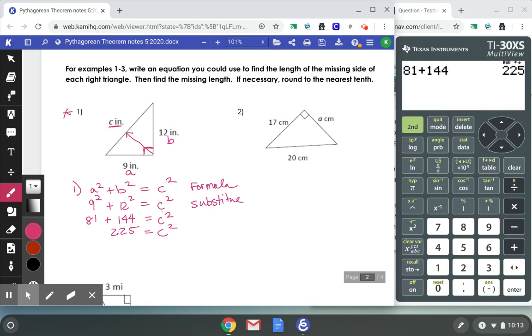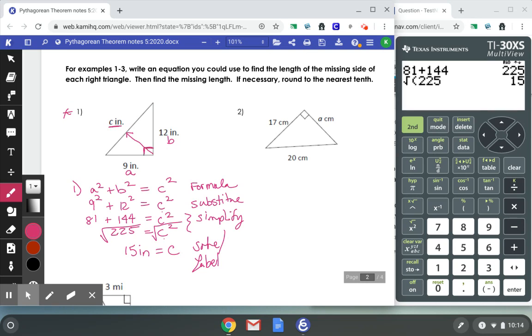All right, then I need to still get C by itself. So I have to get rid of that squared. Remember, the opposite of squaring something is to take the square root. So that's what you're going to do on both sides. So now I'm going to put in my calculator, second square root, 225, 15, and I'm going to label it inches equals C. So right here, you're going to simplify, solve, and label.